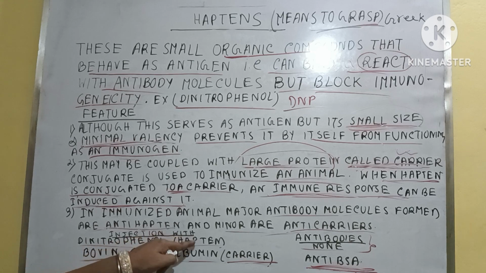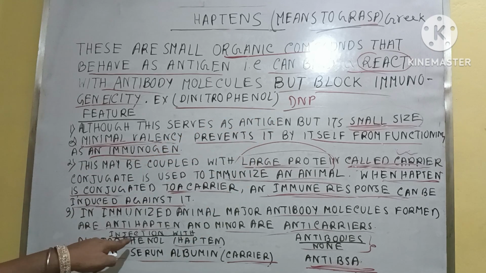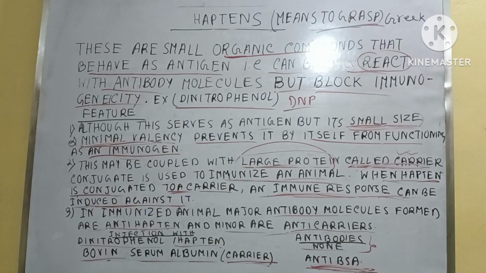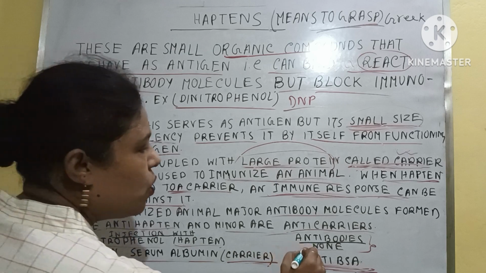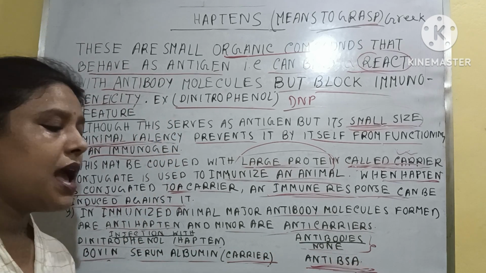Okay, and here two examples are there. One is the hapten, you can see this example here, dinitrophenol, and another example is the carrier, the bovine serum albumin, or its antibody, the anti-BSA. But you can see that if only hapten is there, no antibodies are produced. Okay, so this is the actual hapten.